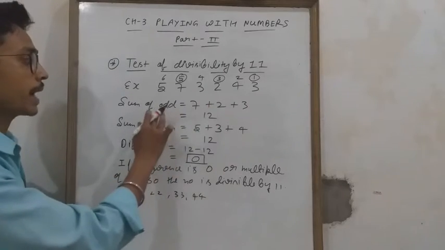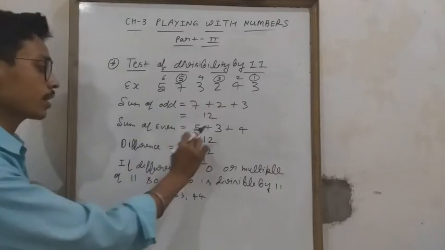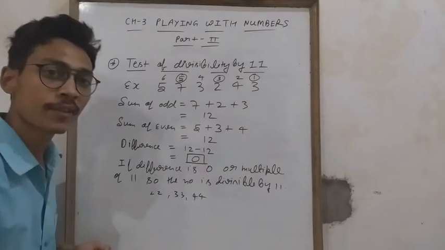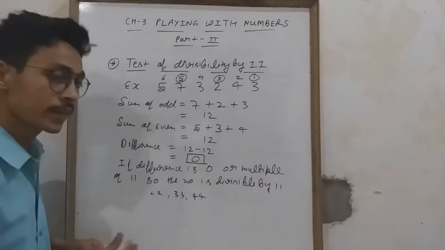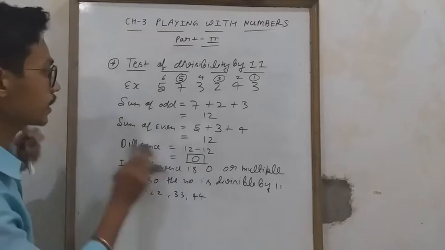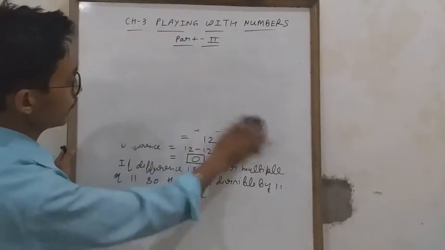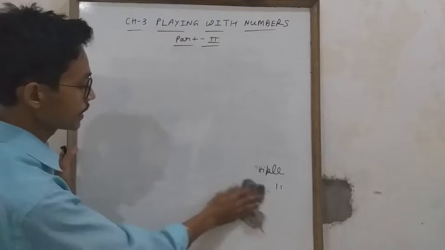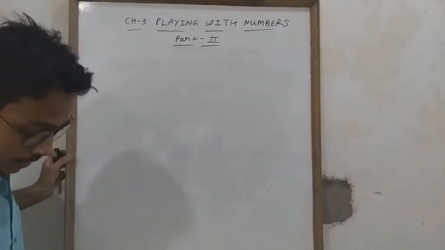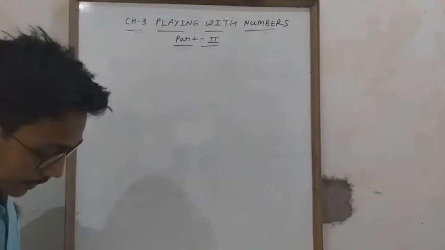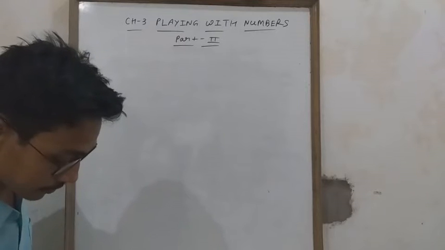Clear? First you will mark, you will write down the sum of odd and the sum of even, you will find the difference. If the difference is 0 or a multiple of 11, then our number is divisible by 11. Clear, students? Lots of questions are given in your book, so practice them. This is a very easy and simple method, students. Clear, everyone? Now the test of divisibility is done, students.